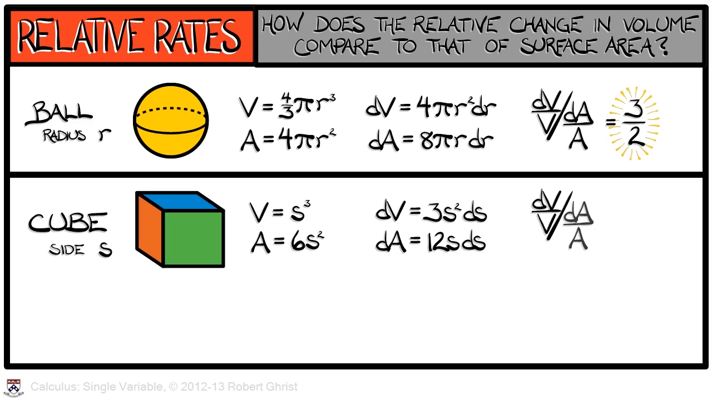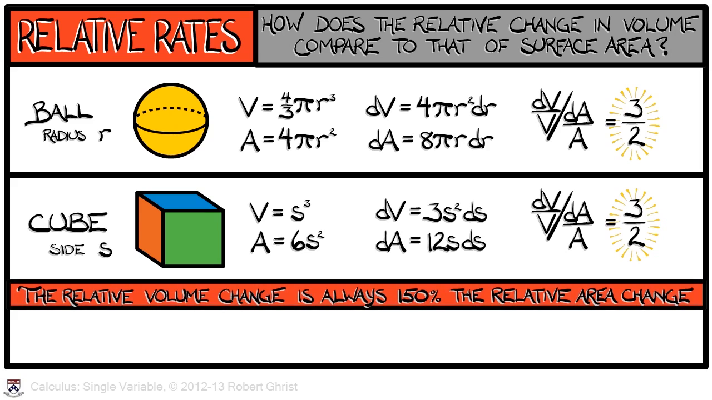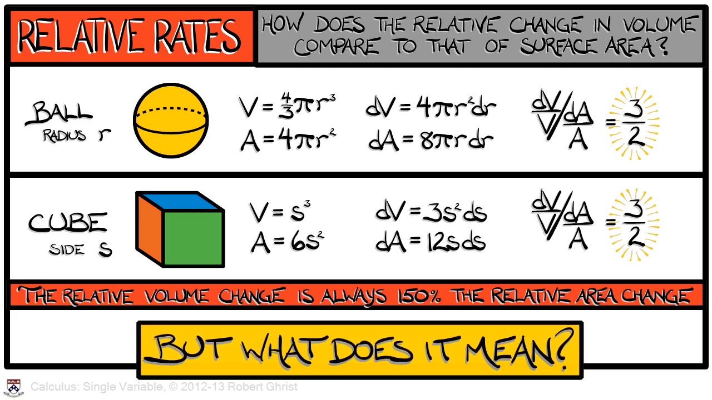If we again look at dV over V and compare that to dA over A, we're going to get 3 ds over s over 2 ds over s. The relative rates of length cancel, and we get, again, 3/2. That means the relative volume change is always 150% of the relative area change. I wonder if that has any meaning.